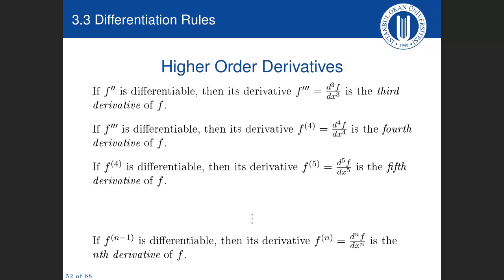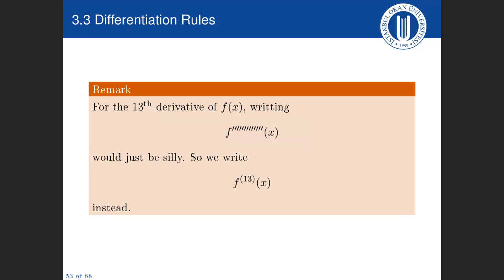Now, you might notice here that the notation changes. For the first three derivatives, I'm using prime notation, and then the notation changes to numbers in brackets. Well, let's suppose we had the 13th derivative. If I wrote f prime, prime, prime, and so on, thirteen times, that would just be silly. So instead we write the number 13 in brackets instead of writing 13 prime symbols.